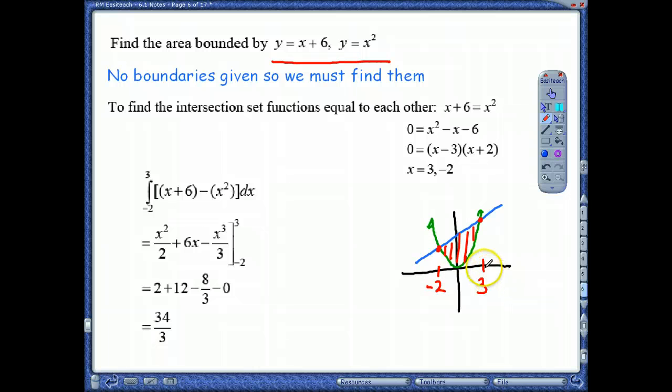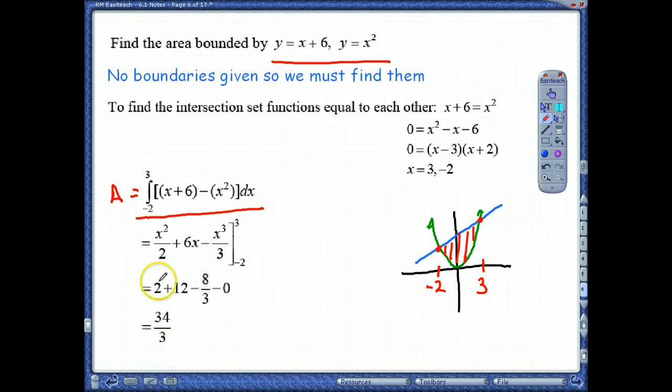I have my endpoints. I know which function's on top, which function's on the bottom. I'm ready to go. I set up my integral. I always want to put what that equals. We will be finding volume as well, so it's going to be important for you to show this is area, I know what that represents. V, this is volume, I know what that represents. Once again, make sure you write this integral out. If you get to use your calculator, you'll get right to your 34/3.